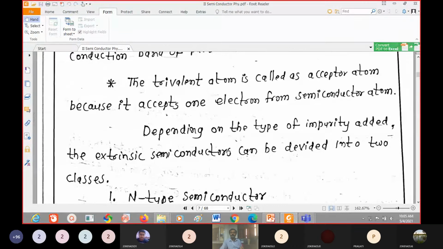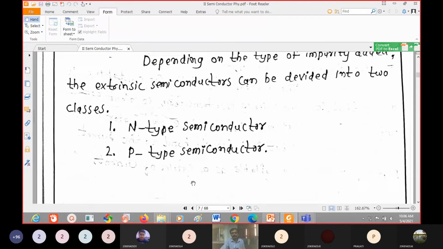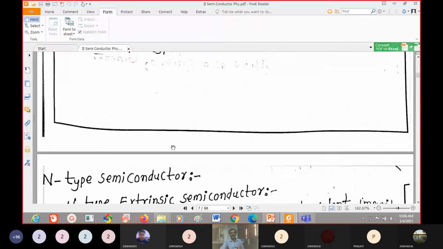Now, depending on the type of impurity added, extrinsic semiconductors can be divided into two types: the N-type semiconductor and the P-type semiconductor. It depends on which type of doping atom we are using. Now, coming to the N-type semiconductor.